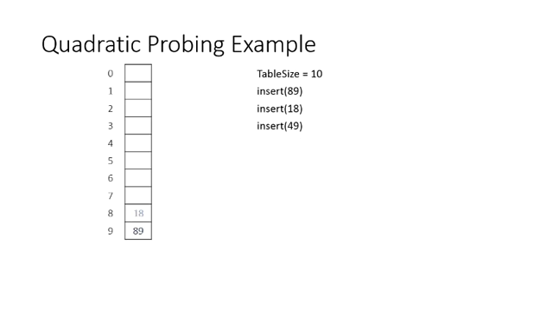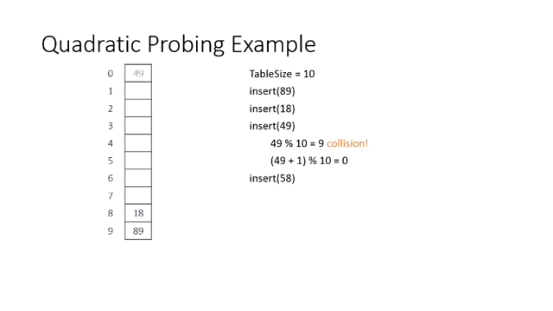The next element is 49. First we try to insert with 49 % 10, which is 9, so a collision happens. So h of 49 is 9. Then 9 plus the first collision, 1 square, gives 10, so it will be position 0. So we will be storing 49 there.